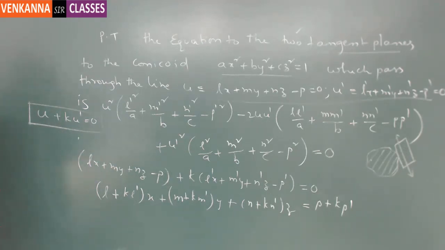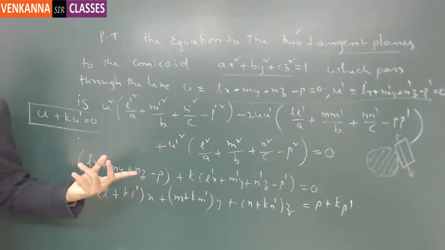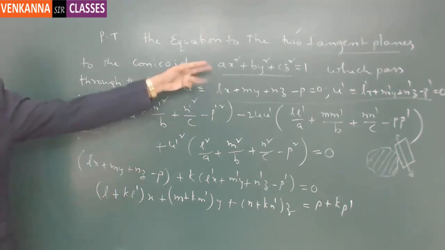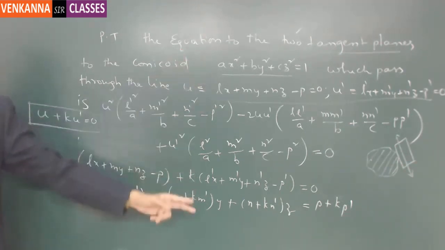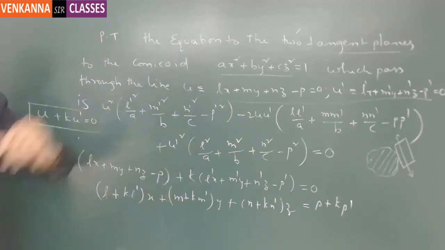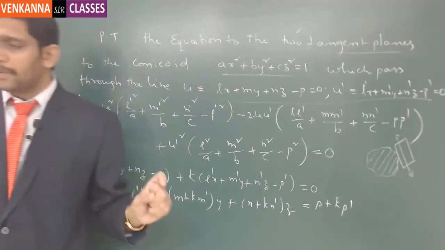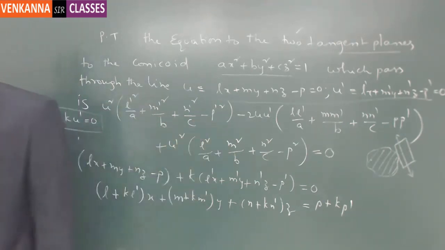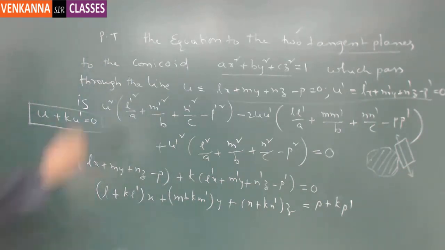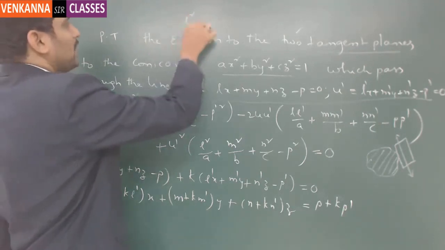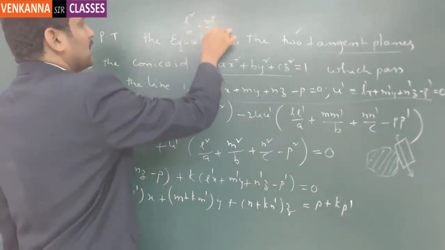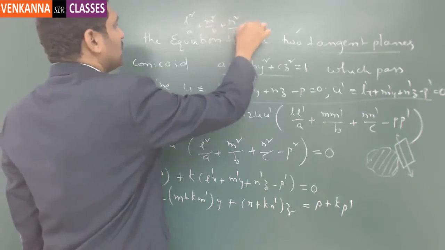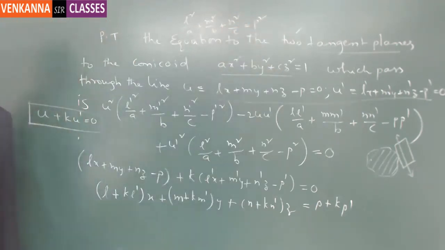Now the question is, what is the condition we have to check with the conicoid if this is the tangent plane of it? Can you remember the condition of tangency when a plane touches a conicoid? The condition is of the form L square by A plus M square by B plus N square by C is equal to P square. Can you remember that?